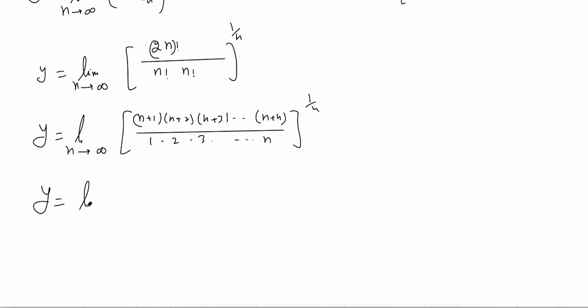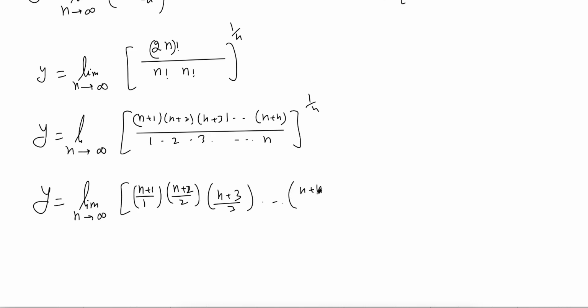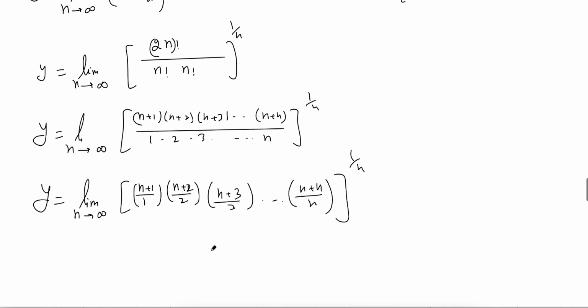So y equal to limit n tending to infinity, and this will be n plus 1 by 1 into n plus 2 by 2 into n plus 3 by 3 into so on, n plus n by n, whole power 1 by n. I just arranged it properly so that after taking log we should not face a problem. Are you getting it? Now I can take log.